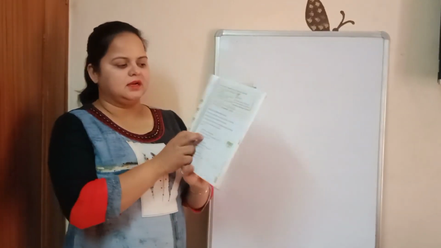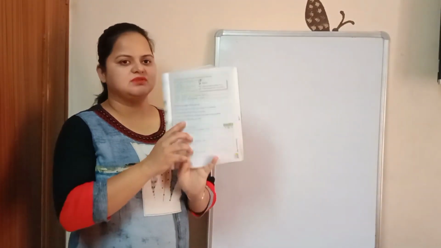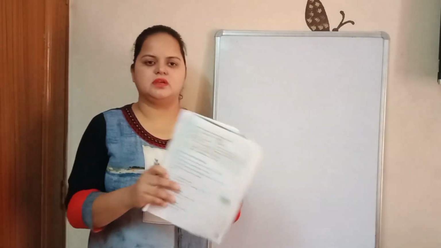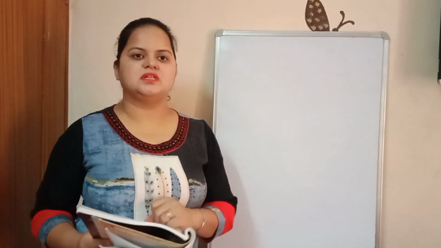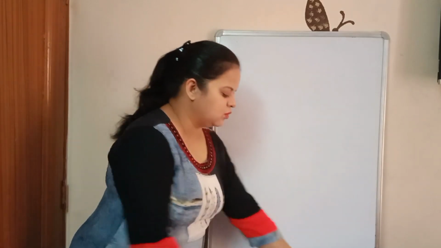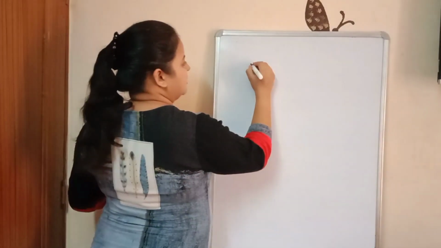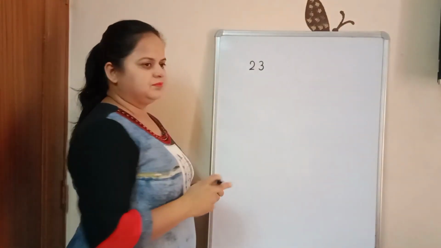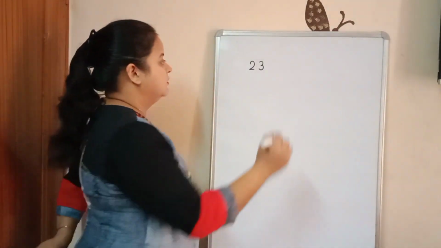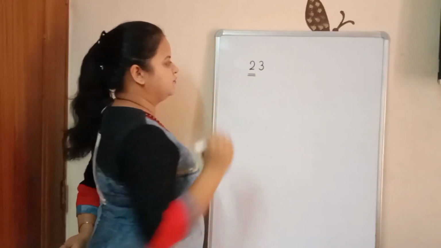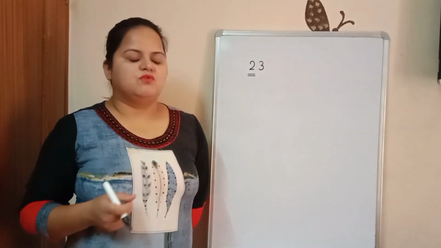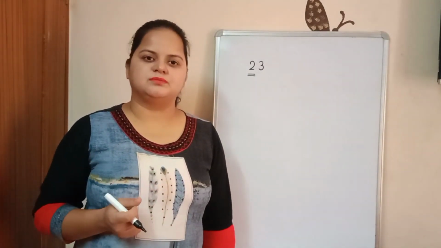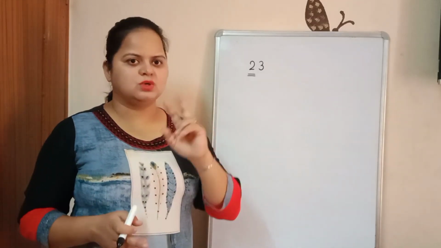So let's see here on page number 63, the place value and face value is given. Place value signifies the place of a digit in a number and face value helps to identify the number. What is the face value? Here is one number, 23. You have to tell me the face value of 2. What is the face value of 2? Yes, it is 2 itself.